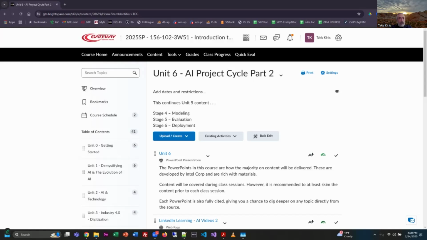And this week, we get into, I like to think of it as the meat and potatoes part of the project work, the last 3 steps.